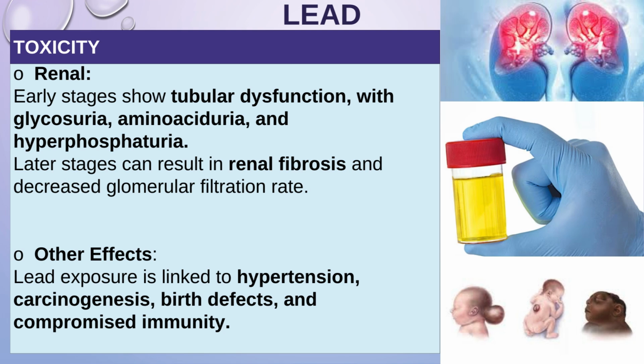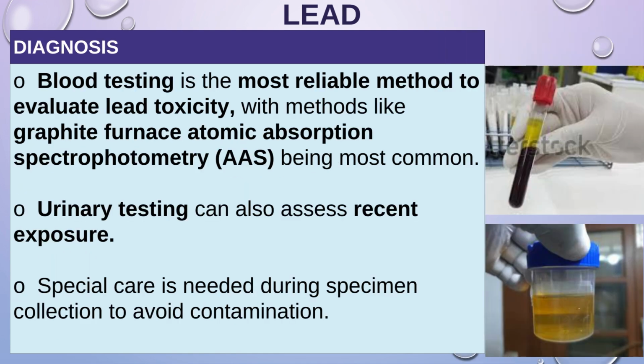As for the renal system, there is tubular dysfunction with glycosuria, aminoaciduria, and hyperphosphaturia. However, later it can lead to fibrosis. If alcohol can lead to cirrhosis, lead can lead to fibrosis in the renal system, especially the kidneys. Other effects are hypertension, birth defects, and compromised or low immunity in the kid.